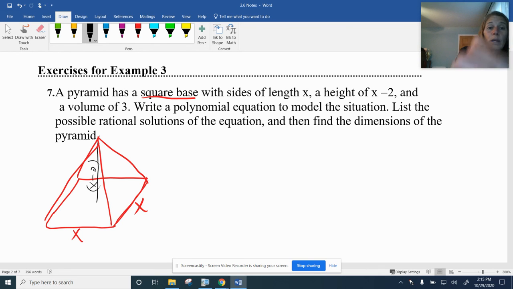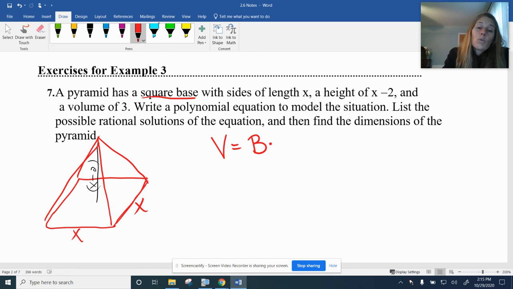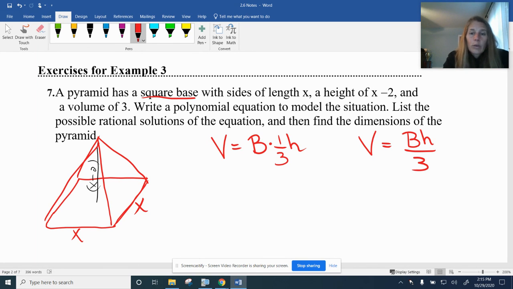And the volume's 3. Now the volume for a pyramid is the area of the base, so the area of this entire bottom, which is your length times width, times 1/3 of the height. So sometimes you can see it written this way, or sometimes people will write BH over 3. It's basically the same either way.